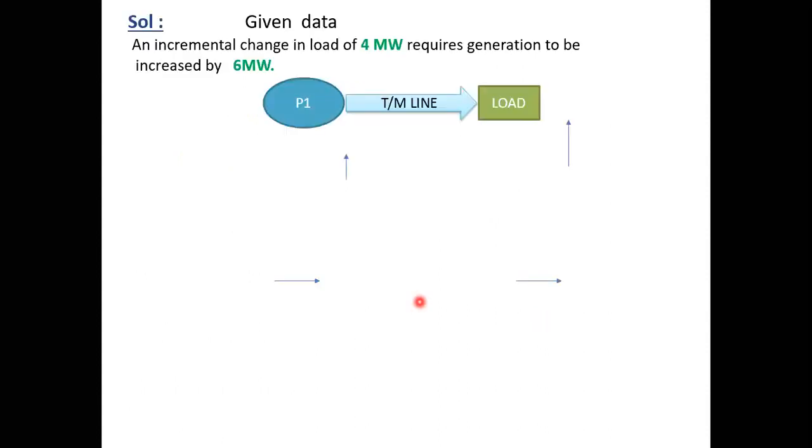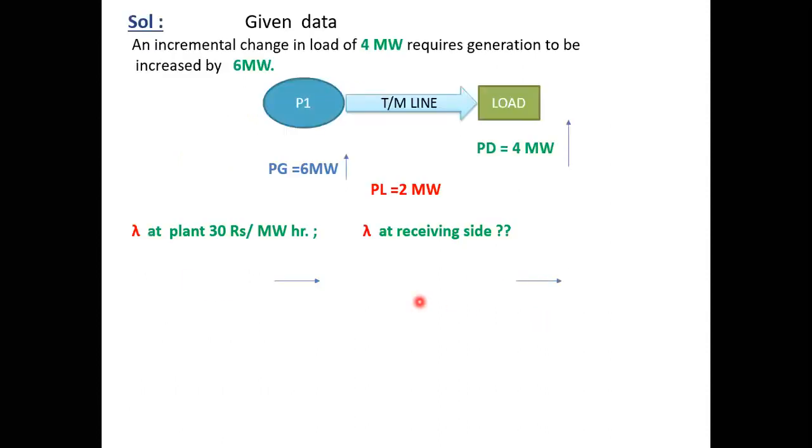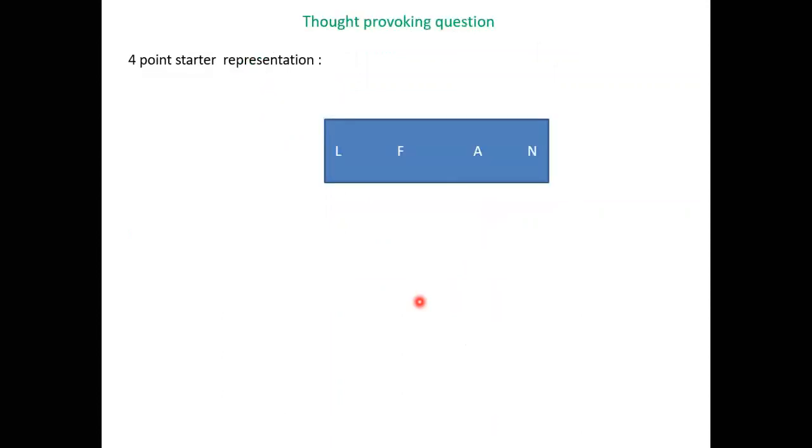let me ask a very simple question. This question I got from a student's observation only. Let's try to understand the problem. For example, when you consider the 4-point starter, this is nothing but a simple representation of the 4-point starter. So when I say the 4-point starter, how many points are there? 4 points are there. Those are nothing but L, F, A, and N.